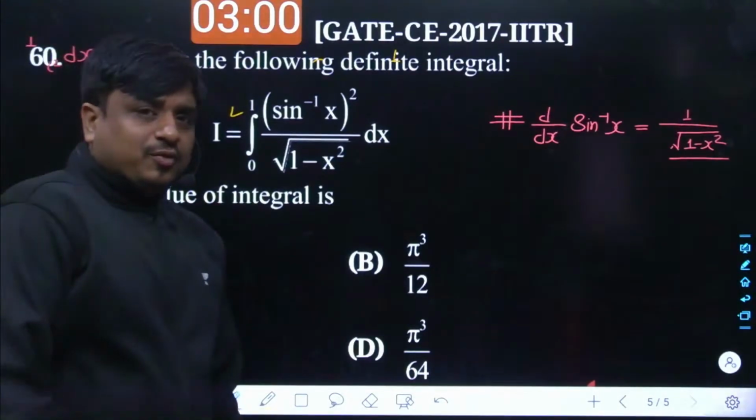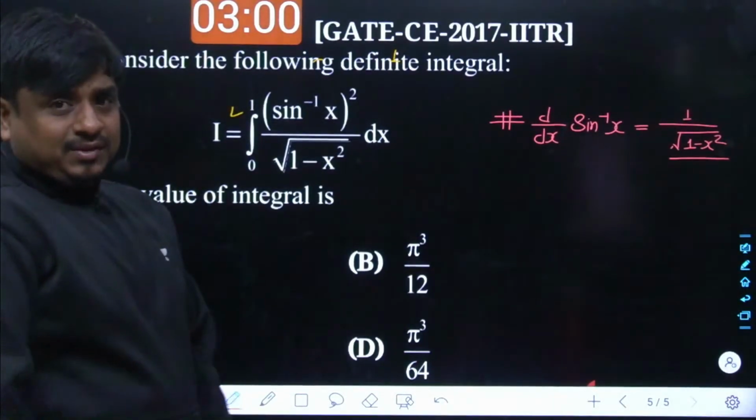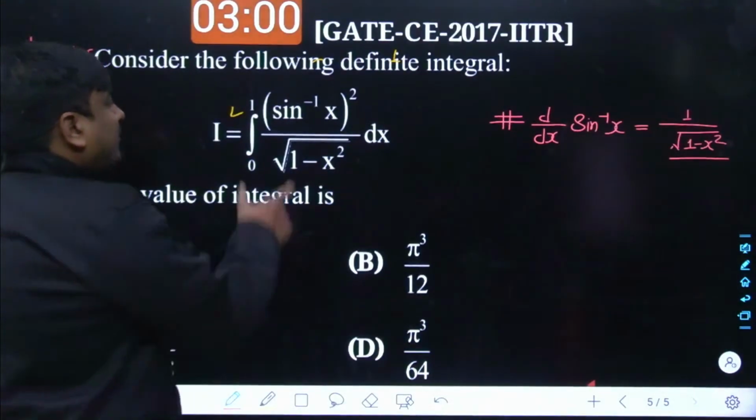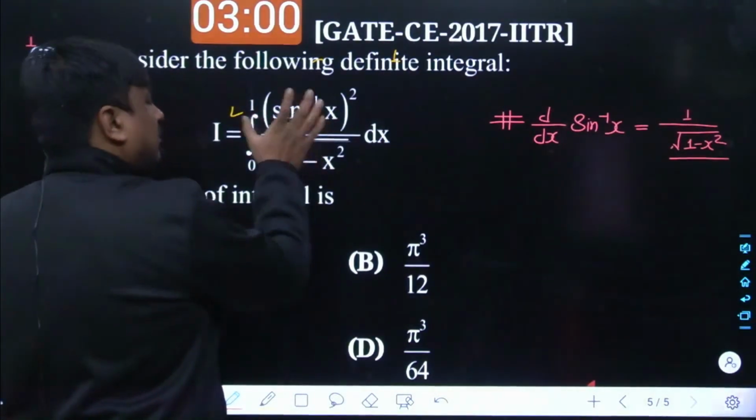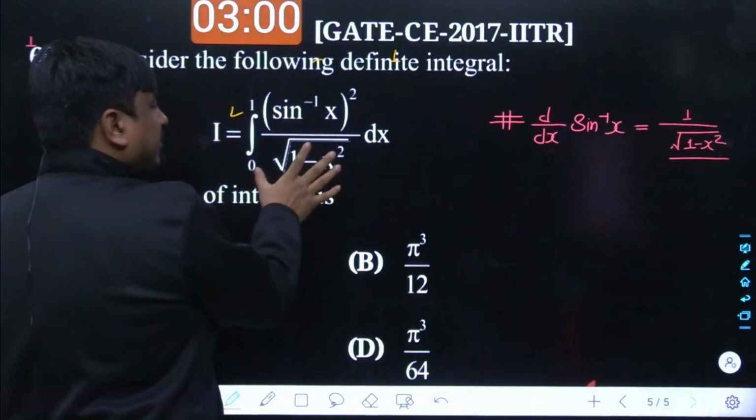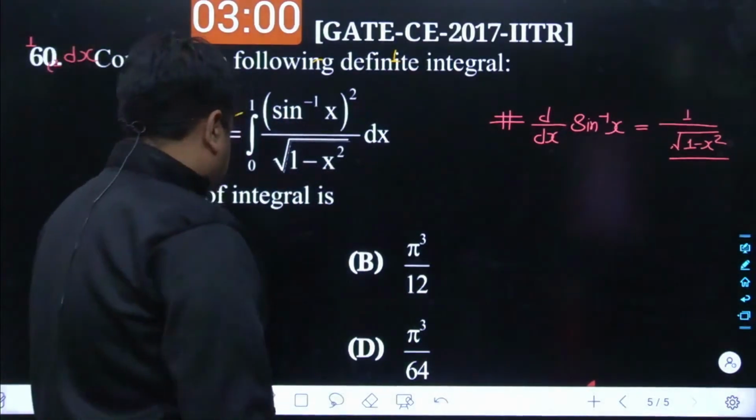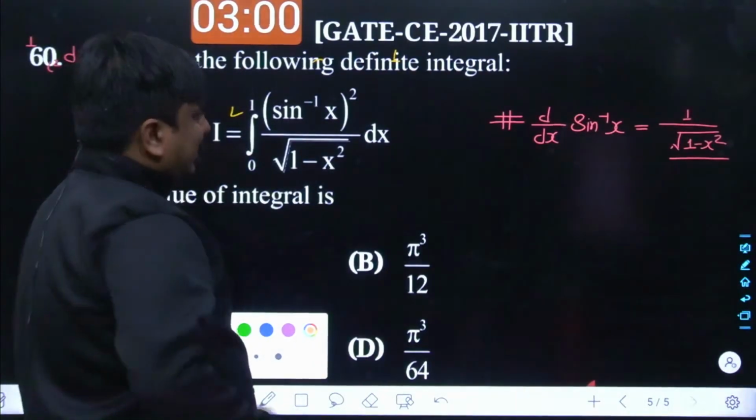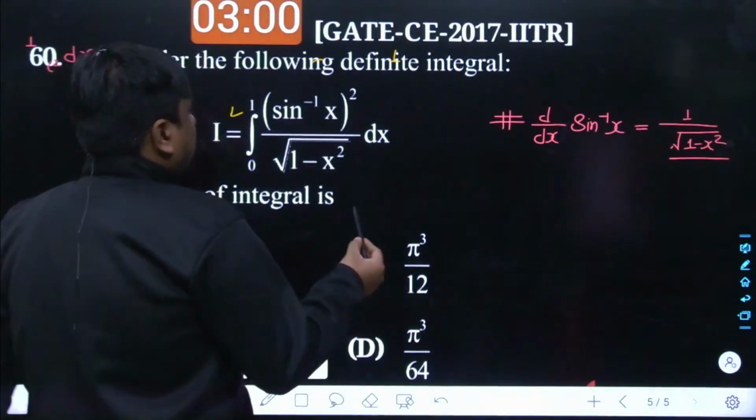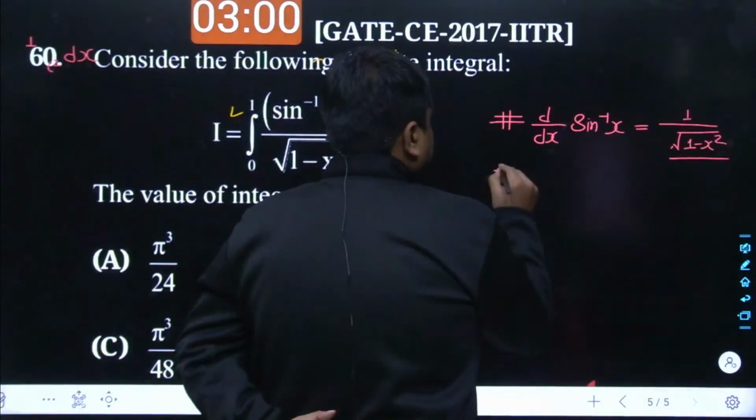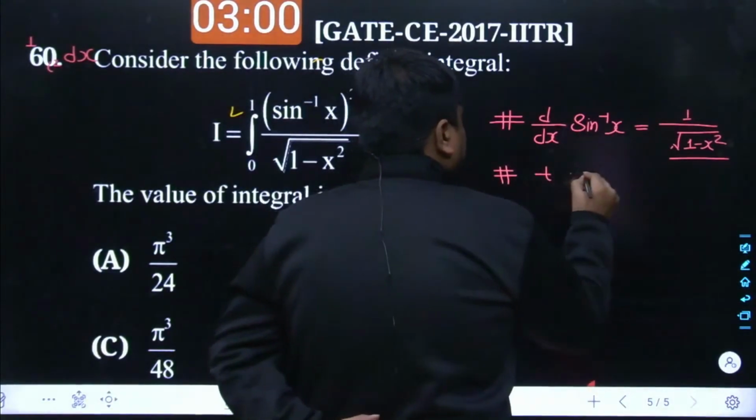It's the simplest form of integration by substitution. I could have taken sine inverse x as t. Once you differentiate it, 1 divided by root of 1 minus x square would be extracted out, and easily you could have integrated. So this problem has been framed in that sense only. So I would take sine inverse x as t.